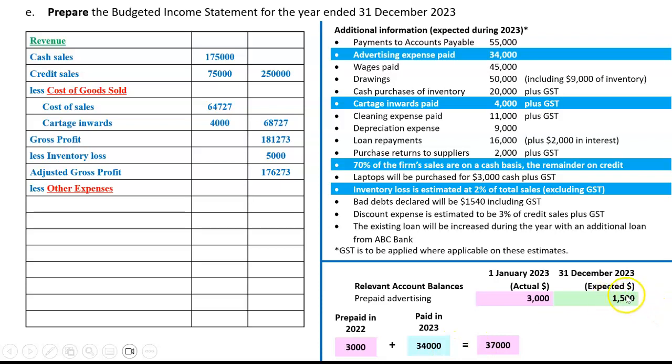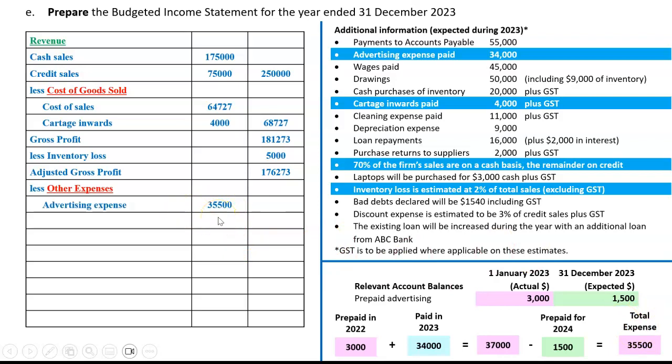We prepaid 1,500 for next period, which would be 2024. So I better take that out. So now if I do 37,000 less 1,500, I'm going to get a total of 35,500. That is my total expense. So that is the figure I'm going to write for advertising expense here.